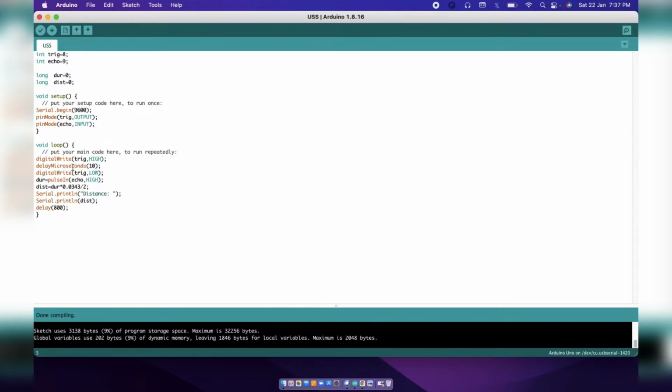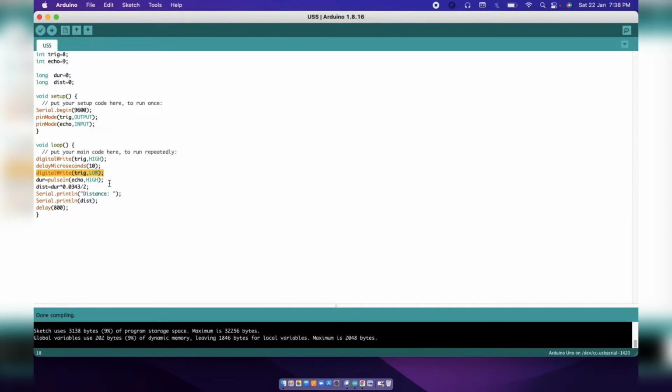first what I am doing is I will make the trigger pin high for 10 microseconds. So first we need to write digitalWrite(trig, HIGH), and that too for 10 microseconds. As there is a function called delayMicroseconds(10) in Arduino, you can directly write delayMicroseconds(10). So soon after those 10 microseconds, we need to make the trigger pin low. So for that I'm going to write digitalWrite(trig, LOW).